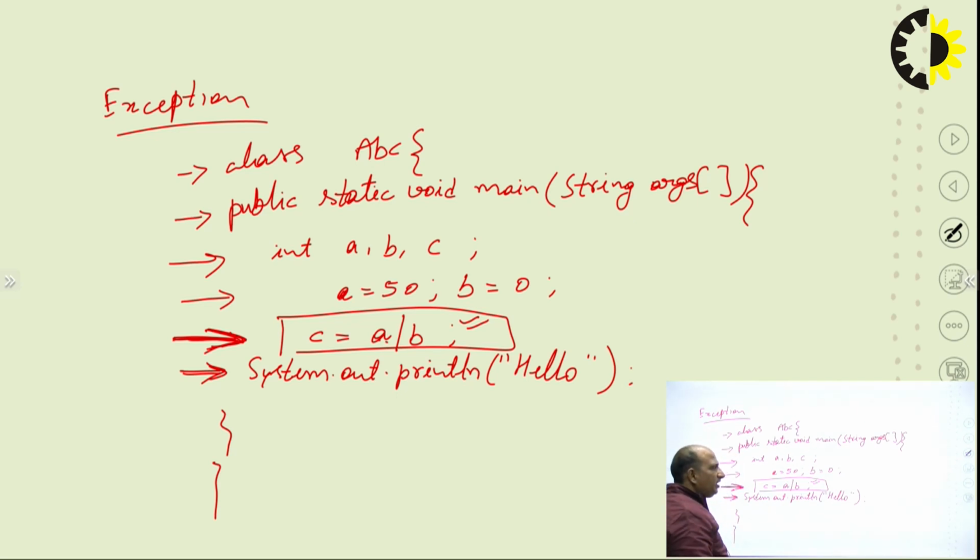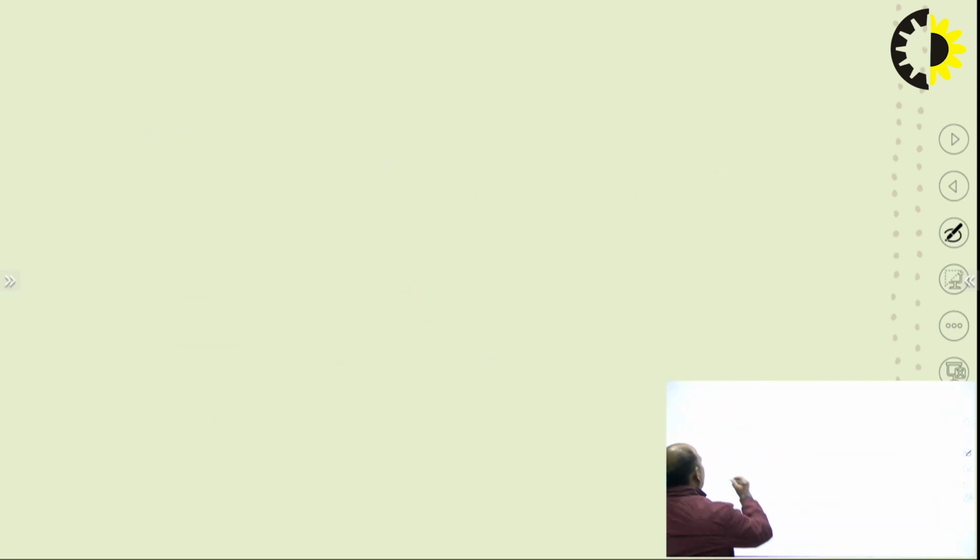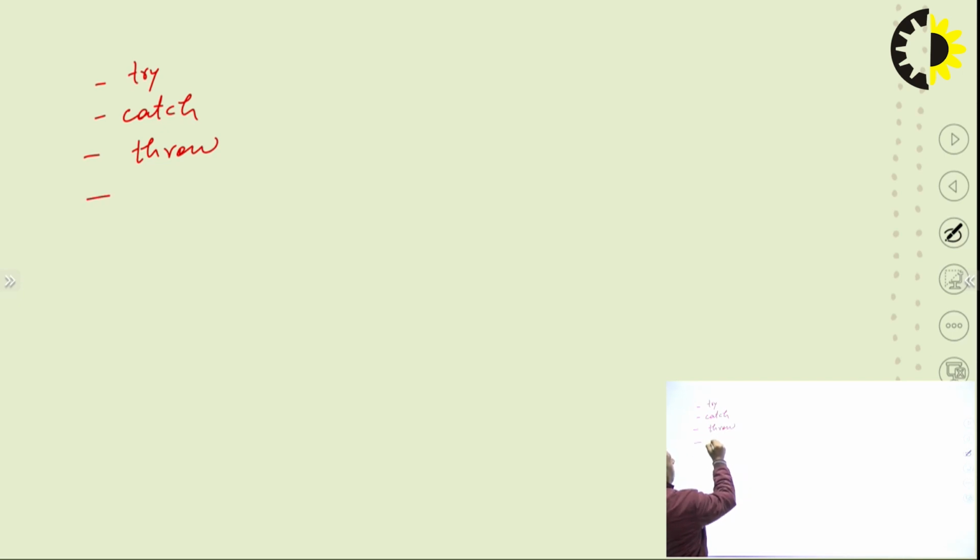Exception handling can be done by these five keywords. First one is try, second one is catch, third one is throw, fourth one is throws, and fifth one is finally. By these five keywords you can understand how we can implement exception handling in Java.